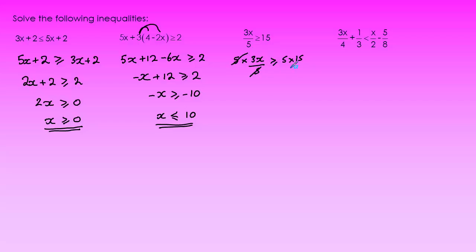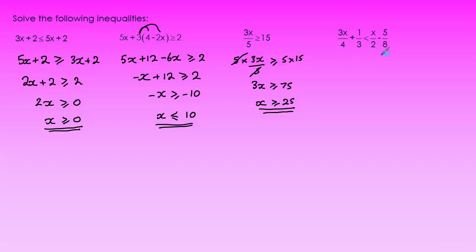The 5's will cancel here, and we're left with 3x on this side, and then 5 times 15 is 75. Now all we need to do is divide both sides by 3, so x is greater than or equal to 25, and note we divided by a positive number, so we don't reverse the inequality.